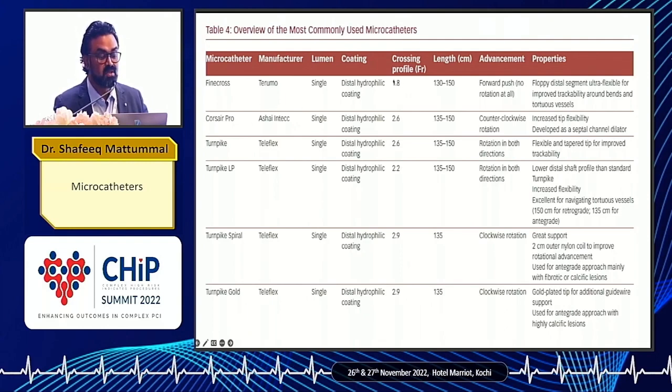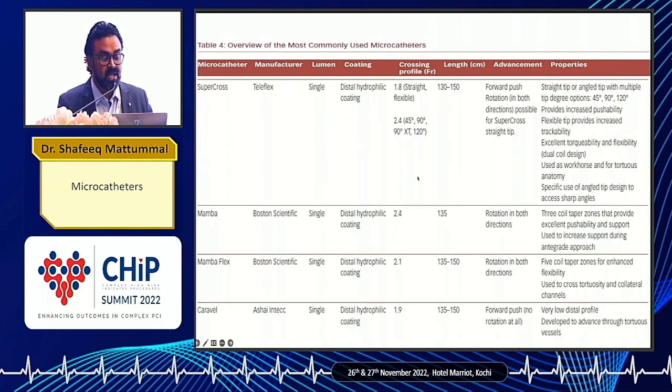Fine Cross has a very low profile, a crossing profile of 1.8. The advancement is by forward push. It's not a good catheter to rotate and advance. Corsair and Corsair Pro have a slightly larger profile, but are advanced with clockwise rotation. In that way, it is very helpful in advancing in tortuous lesions and retrograde CTO recanalizations. And Caravel again is a very low profile catheter from Asahi, again for forward push.